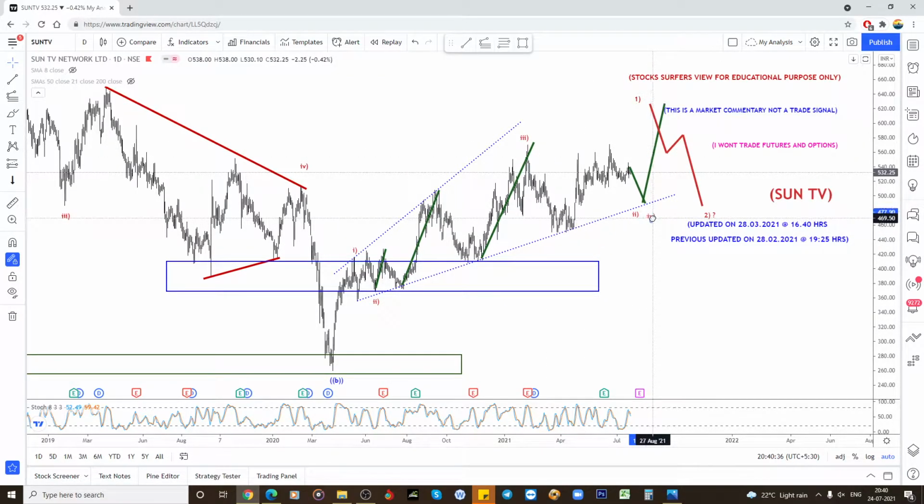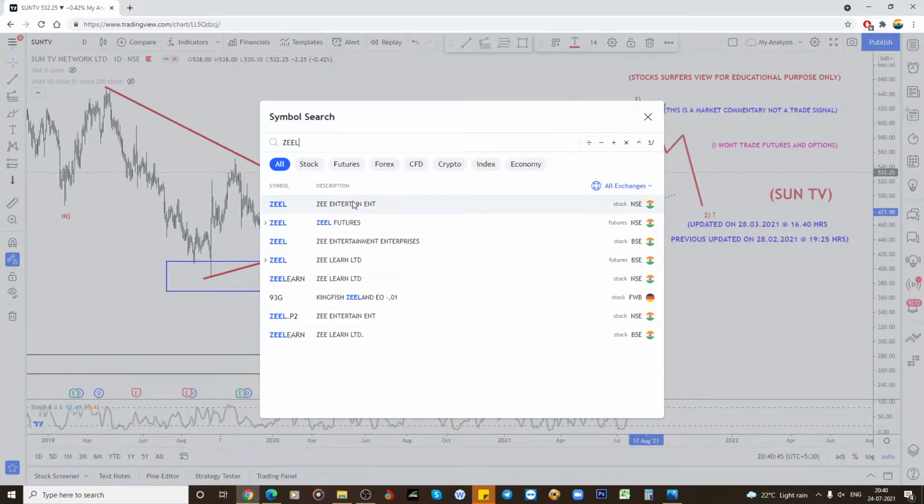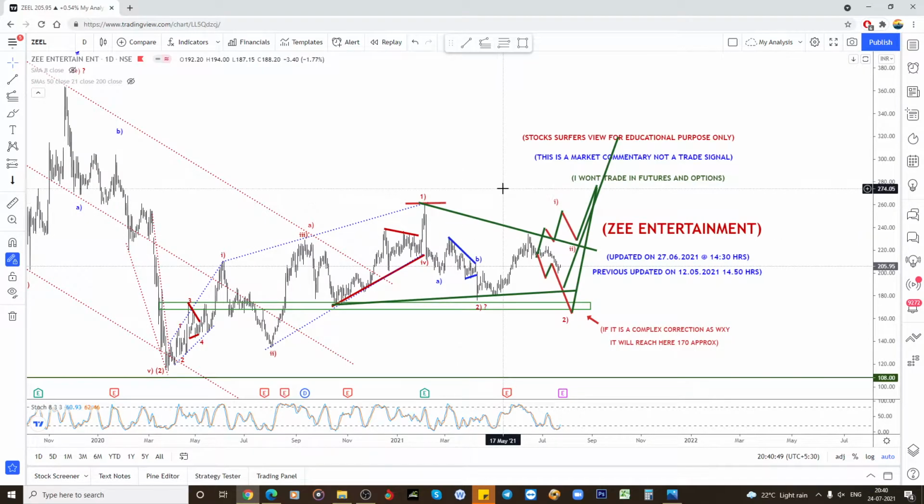So if it comes here, this is also valid for the fourth wave, and one more fifth wave is also possible in this Sun TV. So the next is Zee Entertainment. That is also the same plan. We can stick to that.